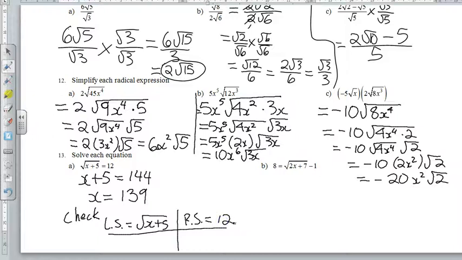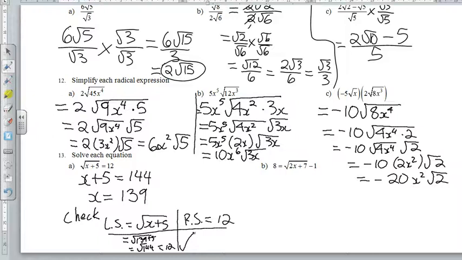So the way I check, I do a left side, right side check. You work the left side separately, and this is called a t-table. And so I'm just going to substitute in. So 139 plus 5 equals root 144 equals 12, and that checks. Kind of squeeze that in at the bottom there, right? If you have more room, obviously, you can go a little bit further down. But that checks, right? It's okay.